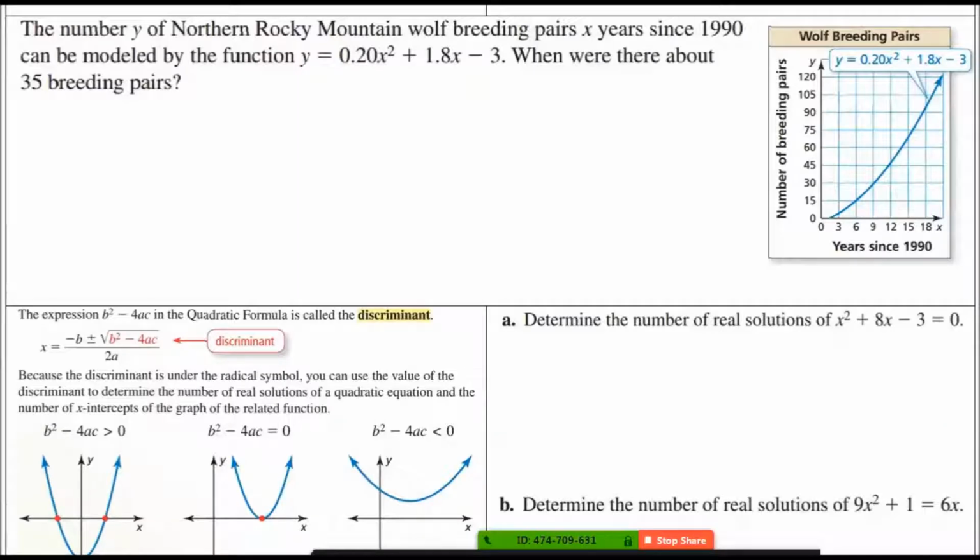Okay there, algebra students. This is part 2 of 9.5b, solving quadratic equations using the quadratic formula.